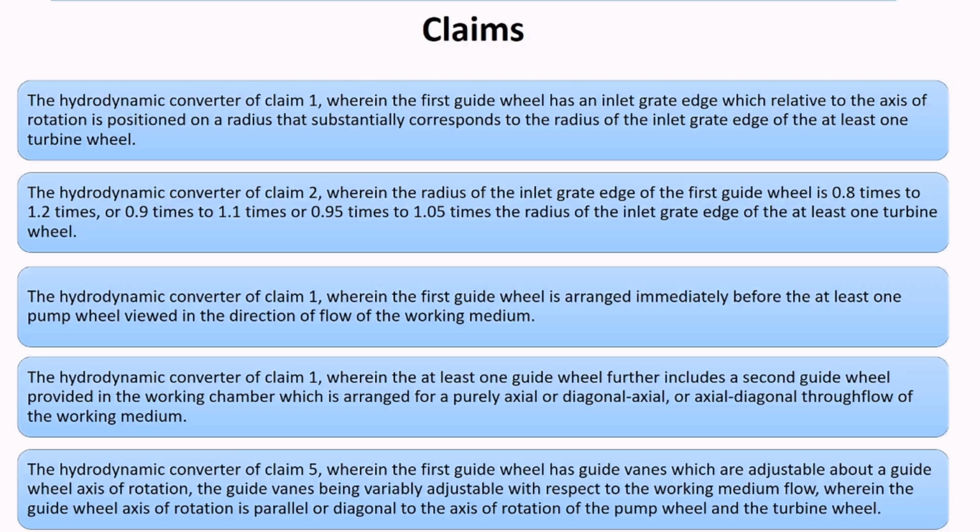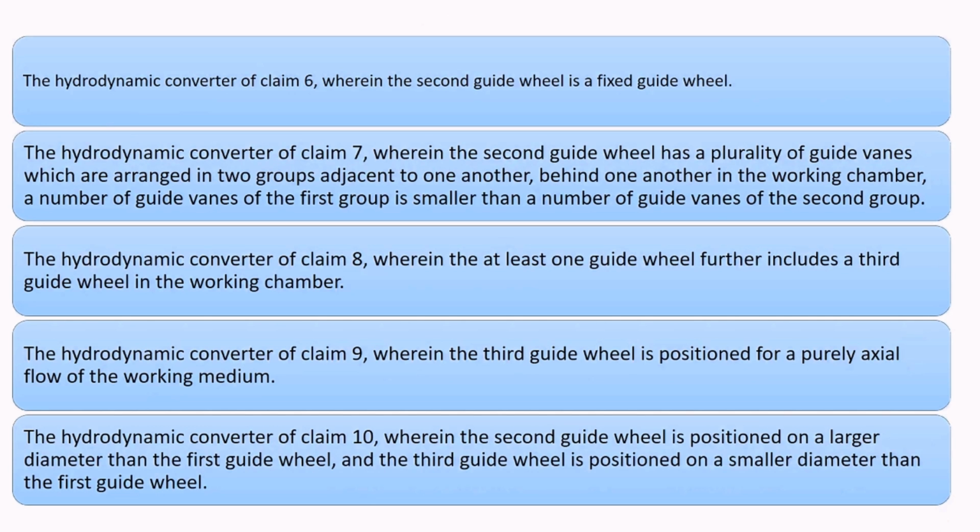The hydrodynamic converter of claim 1, wherein the at least one guide wheel further includes a second guide wheel provided in the working chamber, which is arranged for a purely axial or diagonal axial or axial diagonal flow of the working medium. Now the hydrodynamic converter of claim 7, wherein the second guide wheel has a plurality of guide vanes which are arranged in two groups adjacent to one another, behind one another in the working chamber. The number of guide vanes of the first group is smaller than the number of guide vanes of the second group.